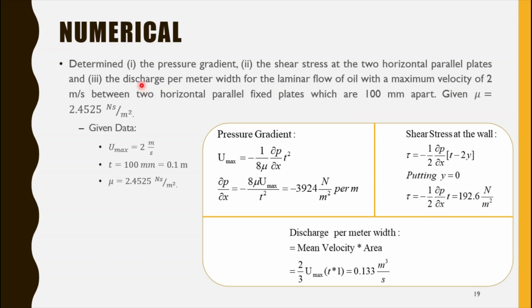And the last is the discharge per meter width for laminar flow. So for 1 unit of width, what is the discharge? The discharge equation is velocity into area, so let's take mean velocity into area. To find the mean velocity, just use the equation U max by U bar is equal to 3 by 2, and when we put this into the equation, we get 0.133 meter cube per second.